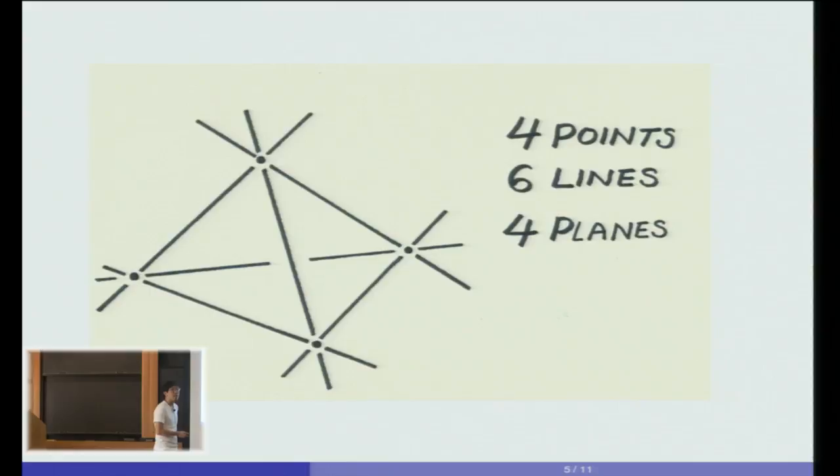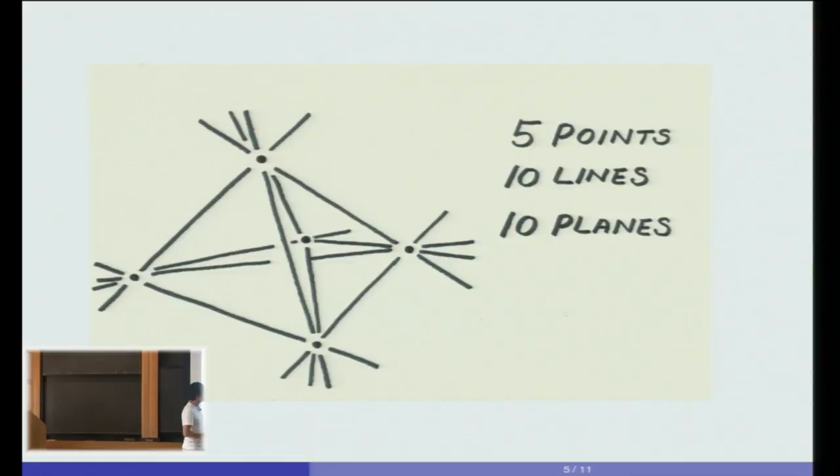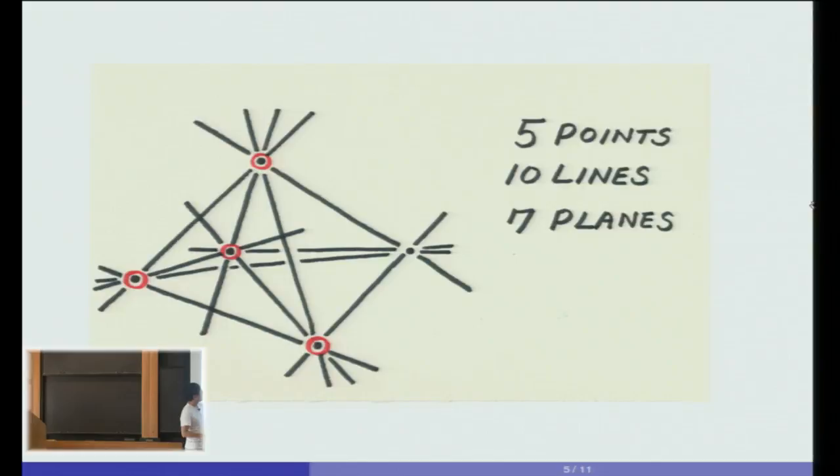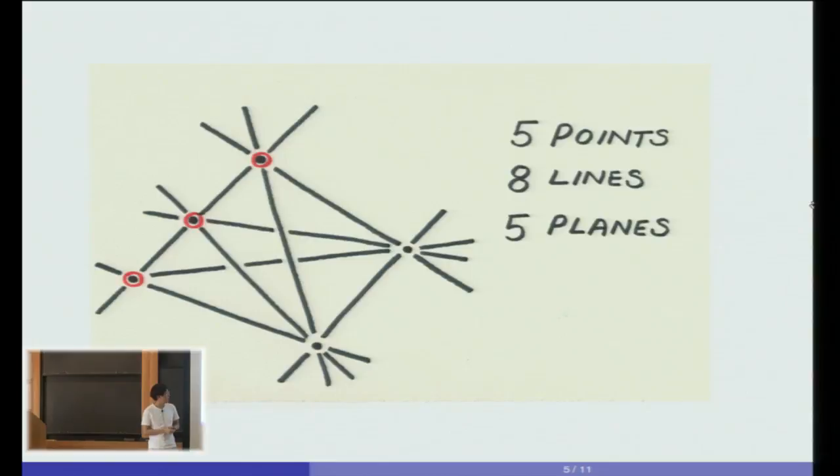If you put a fifth point in a generic position, then the numbers will be 5, 10, and 10. And if you move the fifth point into a slightly more special position so that it lies on one of the planes already generated, then the numbers will be 5, 10, 7. And if you drag the fifth point into an even more special position so that it lies on one of the lines already created, then the numbers will be 5, 8, 5. So in this case, just like the case of the plane, there's a tie between the number of points and the number of planes.